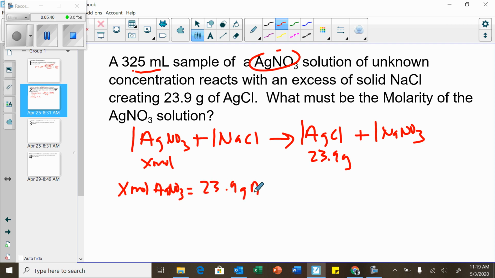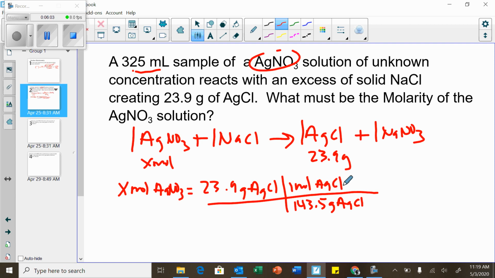So how many moles of AgNO3 is equal to 23.9 grams of AgCl? And I'm just going to stoich this over. I think there's 143.5 grams of AgCl in 1 mole of AgCl. Just happen to know that off the top of my head. And then it looks to me like it's a 1-to-1 ratio. 1 mole of AgCl to every 1 mole of AgNO3.